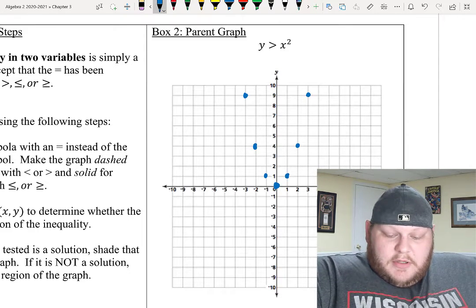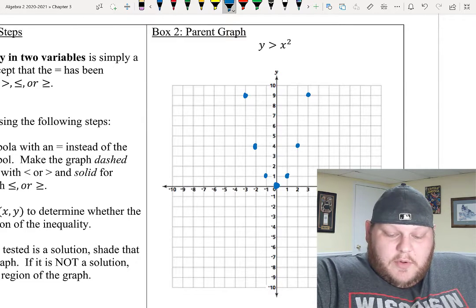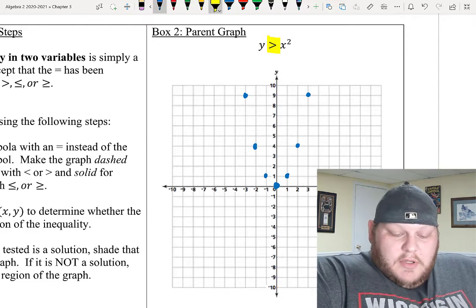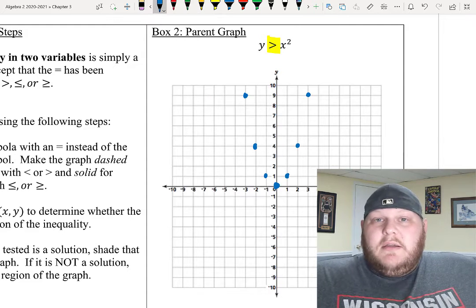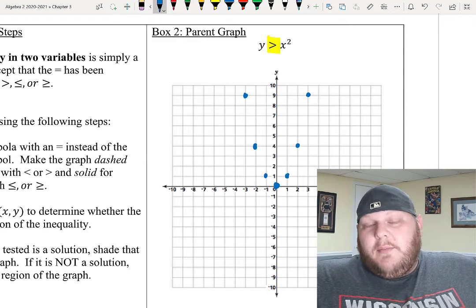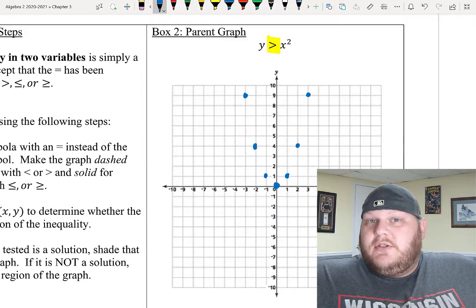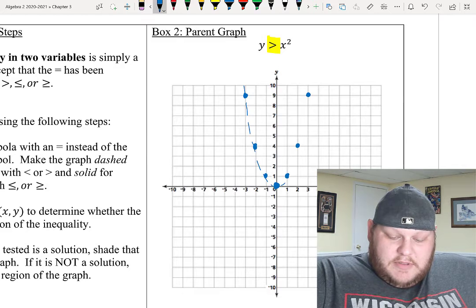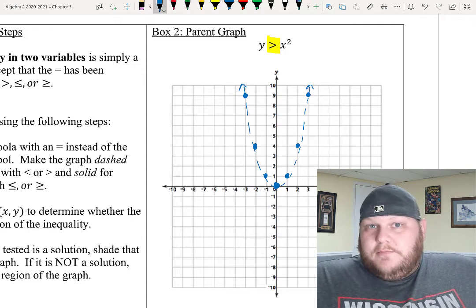So from here, this is where the inequality part of it kicks in. Since I'm dealing with greater than, just greater than, not or equal to, when I actually plot the points, I'm going to make my boundary a dotted line, meaning that all the points on my parabola are not solutions to this inequality because it's not or equal to, it's just greater than. So when I graph my parabola, I'm just going to use dotted lines. Otherwise, it's the exact same as what we usually do.